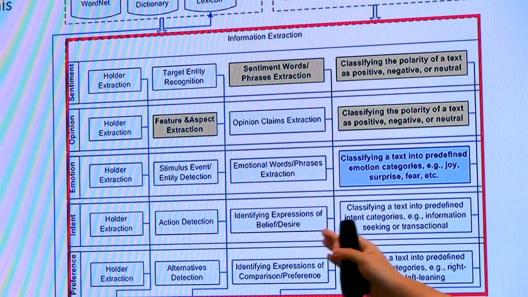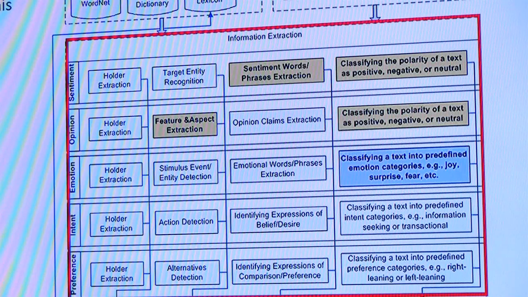So if you look at the intent, right? For query intent, if we identify the intent of the inquiry, we may identify it as transactional, navigational, or informational. But for some other cases, we may want to identify whether the user expressed any purchase intent in the text. Then we classify it as purchase intent or not purchase intent. So it depends on the task.